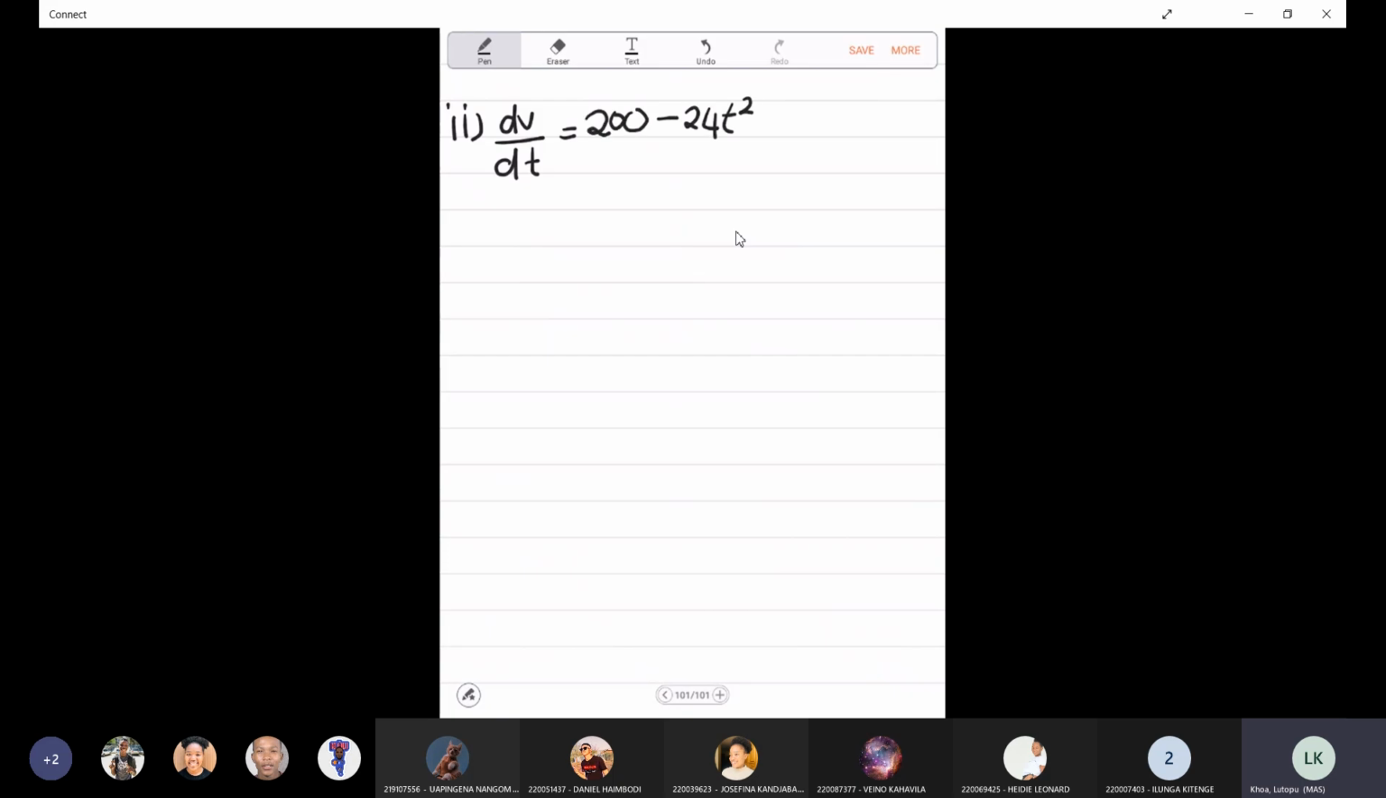Okay, and then say that at the maximum, we know that v prime is equal to 0. So this means that 200 minus 24t squared is equal to 0. And then we can solve. So this means that t squared is equal to 25 over 3.